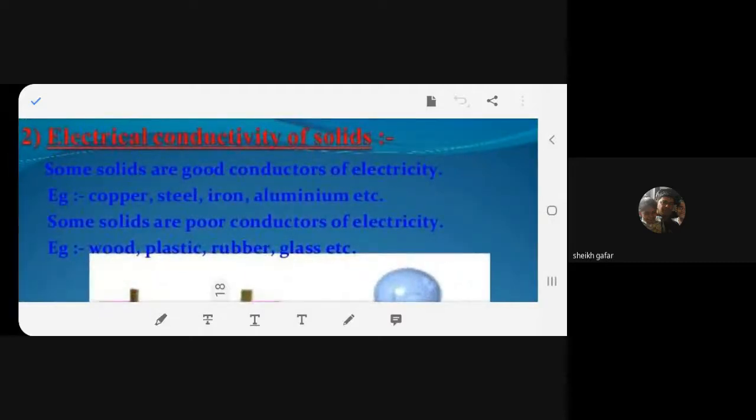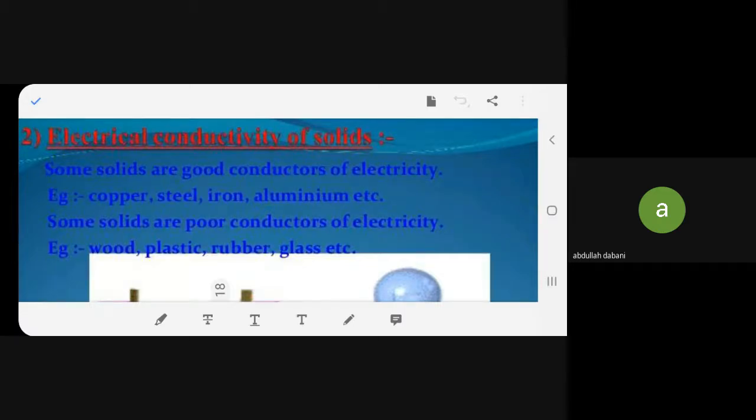Electrical conductivity of solids. Some solids are good conductors of electricity. Example: copper, steel, iron, aluminium, etc. Some solids are poor conductors of electricity. Example: wood, plastic, rubber, glass, etc.